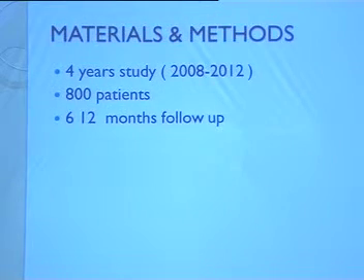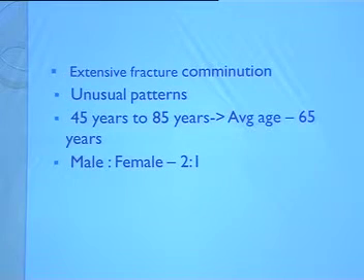The methods and materials: it's a 4-year study from 2008 to 2012, involving 800 patients. These patients were selected based on two things: they should have highly unstable intertrochanteric comminuted fractures, and they should have a minimum follow-up of 6 months to 1 year. The average age is 65 years, and the male to female ratio is 2:1.